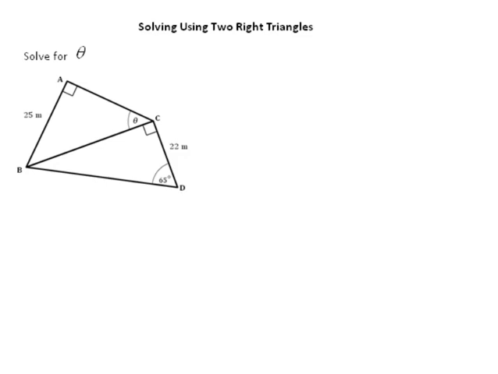This example is a trigonometry example involving two right triangles, where the goal of the exercise is to try to solve for theta. And if we look closely at our picture, we notice that theta is up here.